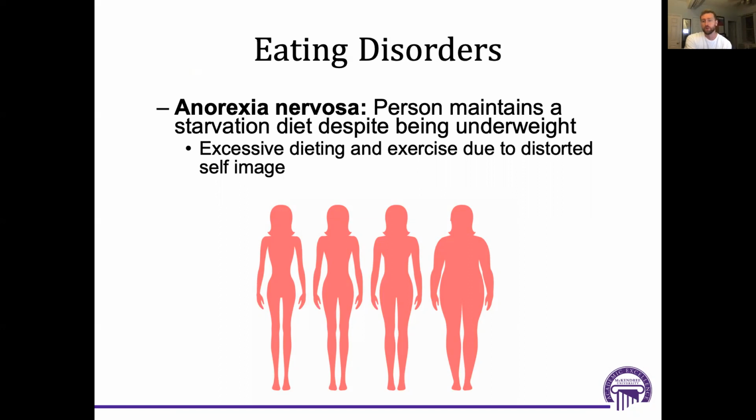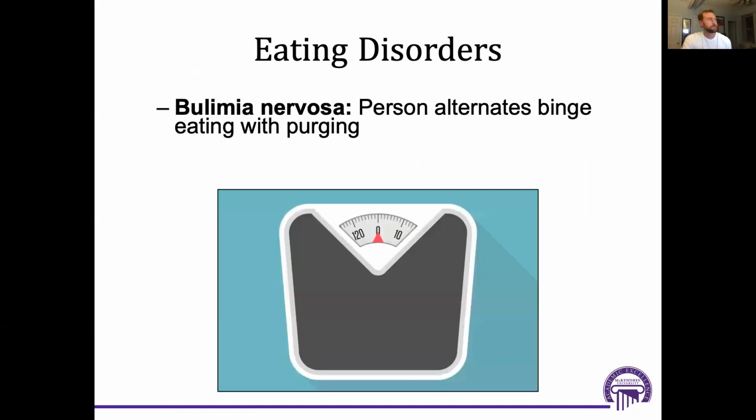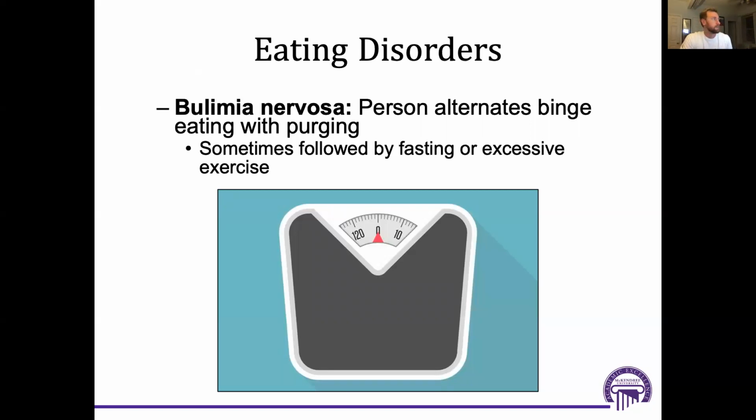There have been some prevention programs that have had some success, especially effective when it's interactive and focuses on girls over the age of 15. There's been quite a bit of success there. Bulimia nervosa. The person alternates between binging and purging. Binging refers to eating a lot of food, so there's not that starvation component there. But with bulimia, the person then purges it all back up, oftentimes through vomiting. Okay. Sometimes this is followed by excessive fasting or excessive exercise.